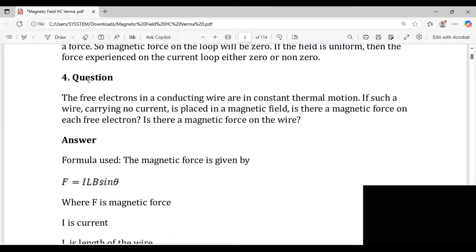Let's see question number 4. The free electrons in a conducting wire are in constant thermal motion. If such a wire carrying no current is placed in a magnetic field, is there a magnetic force on each free electron? Is there a magnetic force on the wire?